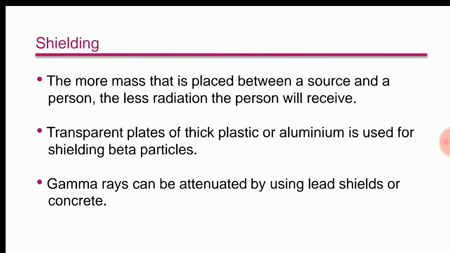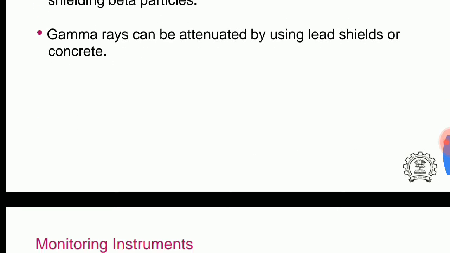Shielding. The more mass that is placed between a source and a person, the less radiation the person will receive. Transparent plates of thick plastic or aluminum are used for shielding beta particles. Gamma rays can be attenuated by using lead shields or concrete.